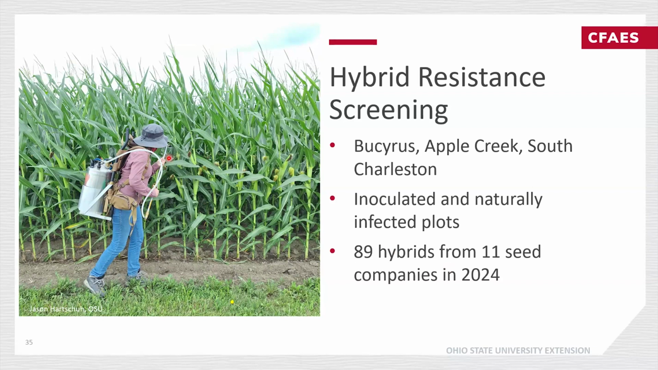And so they're blocked by relative maturity, and then there's 2 different inoculation periods. That way we can hopefully hit a wide range of silking for all of those hybrids. And then those are taken to yield, and then that yield is shared, as well as what the vomitoxin levels were in those grain samples. So in this past year, in 2024, we had 89 hybrids from 11 different companies.